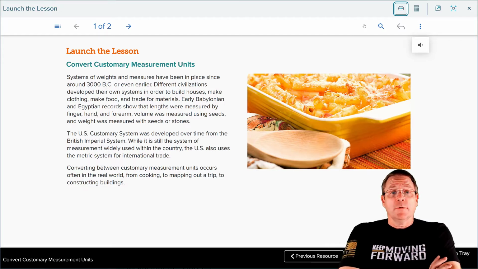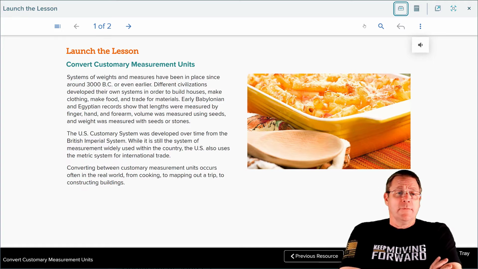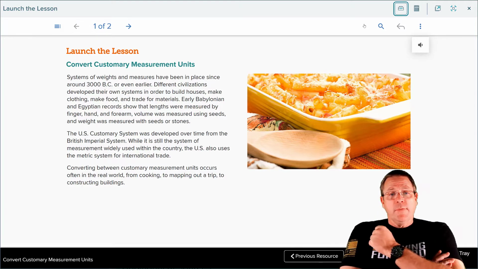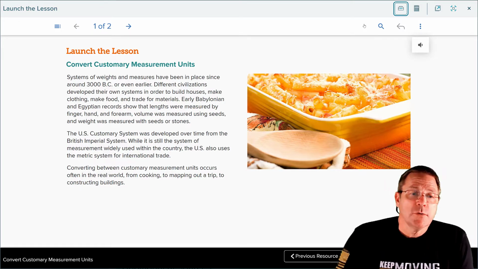Your customary systems of measure were developed over time from the British imperial system, and while it is still the primary system of measurement used in the United States, we also use the metric system for international trade, and as much as my dad hates it, the metric system really is better in a lot of ways. It's got a lot of advantages to it. Now, converting between customary measurement units occurs often in the real world in everything from cooking to map making to doing construction of buildings.